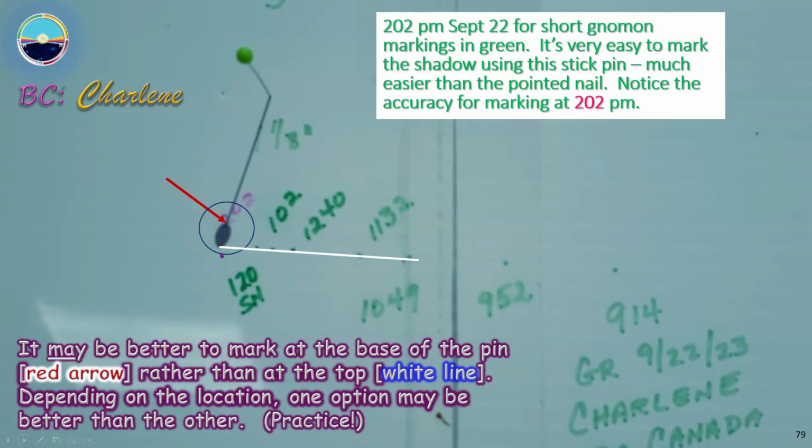So I just did this on the computer. I'm just thinking, you know what? I think it might be better to mark if I'm using this pin with a glass bead on the top. Might be better to mark there than at the tip, but I marked at the tip and I actually did have a pretty straight line. So again, you might want to experiment. You might want to use one pin marking at the base of that and one at the top. Just do some experimenting to see what happens.